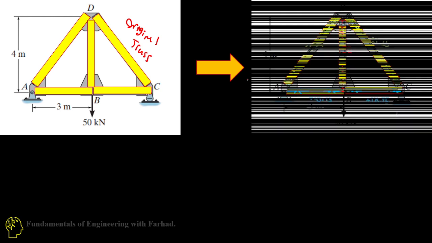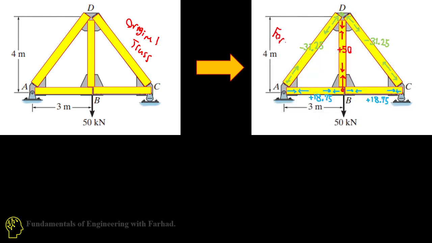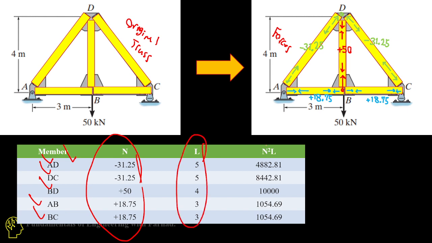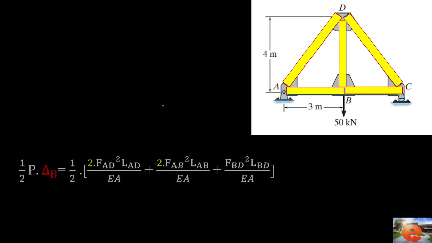As soon as we have the original truss with forces, then we can apply it to each member like AD, DC, BD, AB, and BC. For each member we take the axial force n, the length of the member, then n squared times the length of the member. If you add them up, you will get 21,875. That's the summation of that.